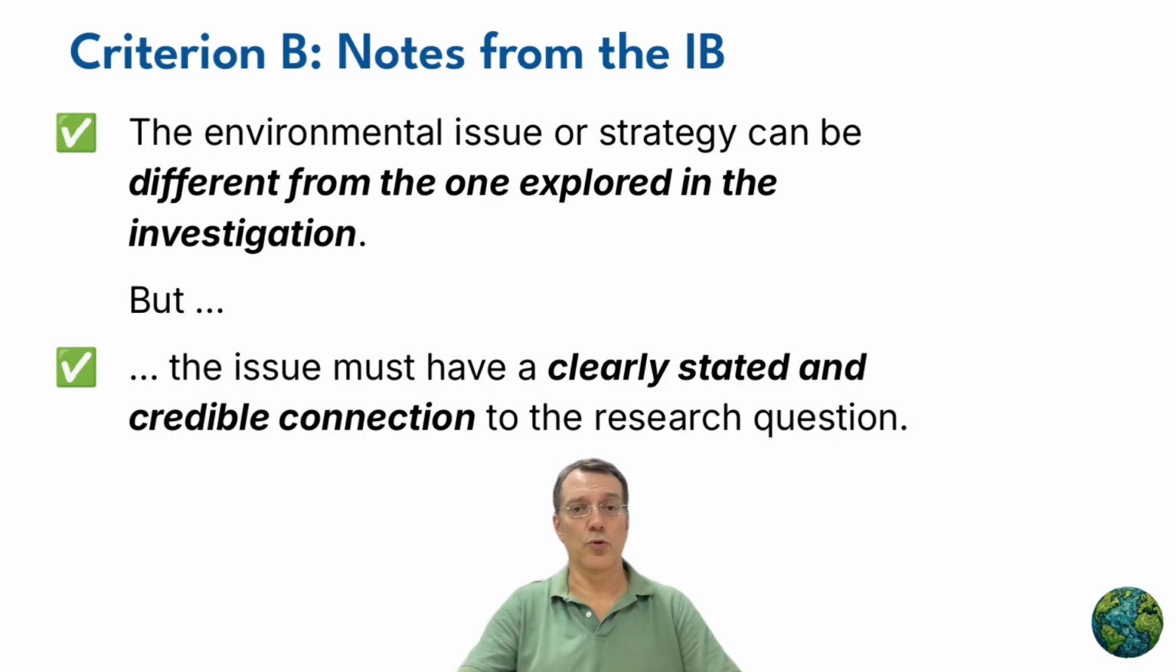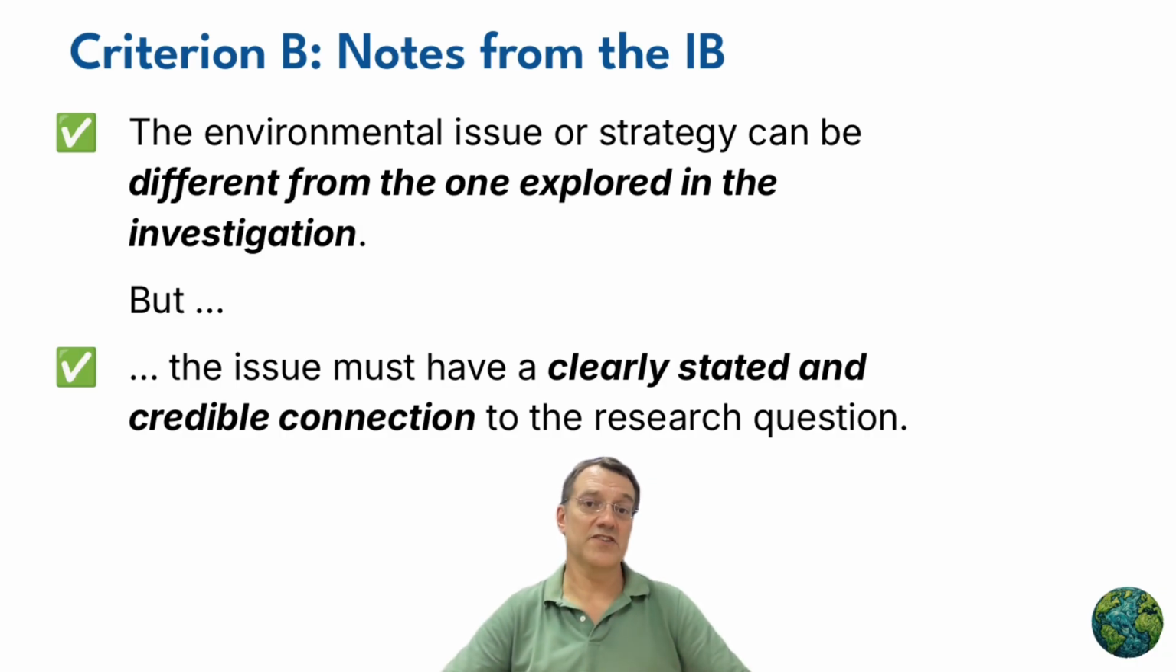Now, here's something that's really important, and it catches a lot of students off guard. The IB says that the environmental issue or strategy that you discuss in this criterion B section can actually be different from the one that you're investigating in your experiment or your fieldwork. It sounds confusing at first, but it actually gives you quite a bit of flexibility. And this is a big however here. The issue has to have a clearly stated and credible connection to your research question. You can't just pick any random environmental strategy and then write about it. You have to explain how it relates to what you're studying.